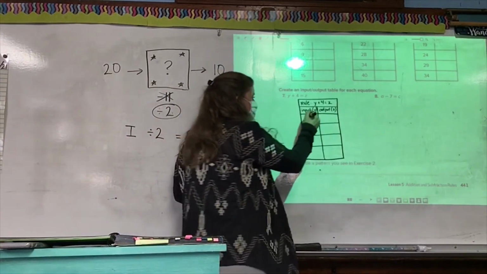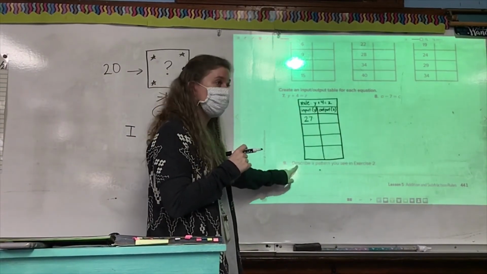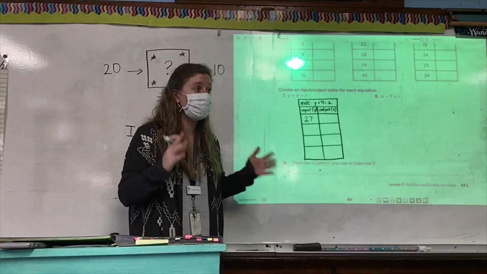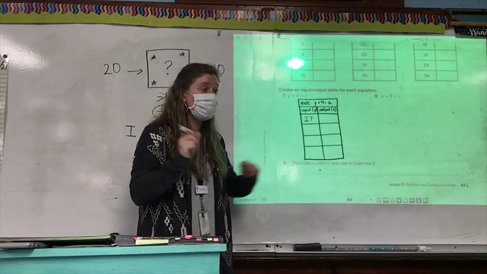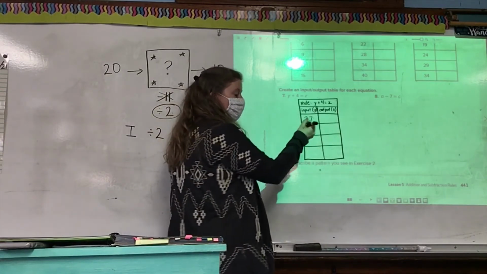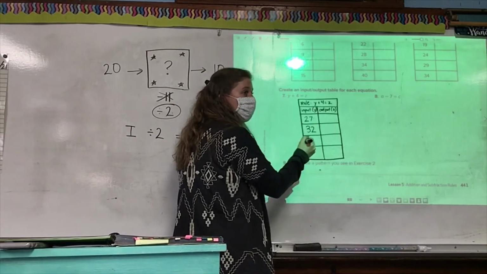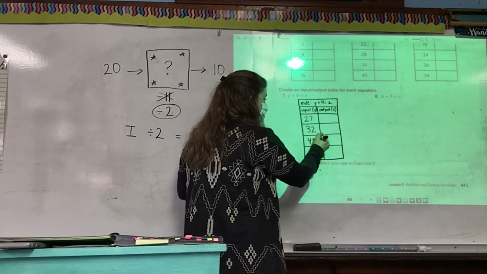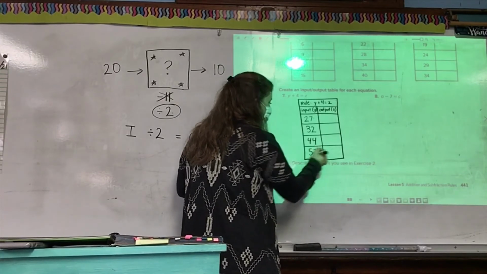27. Okay, 27. They do have to go from least to greatest, though. So make sure your numbers get bigger. But they don't have to be a pattern. Remember, we're not looking for a pattern from input to input to input to input. So they can be whatever you want. What should come next? 32. 44. 52. So there we go.